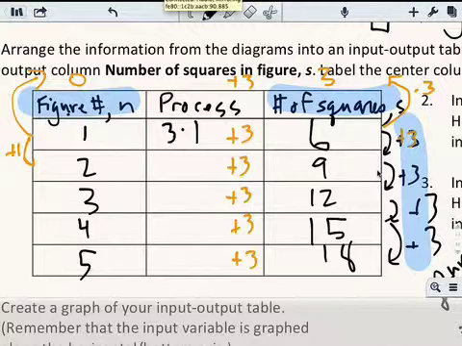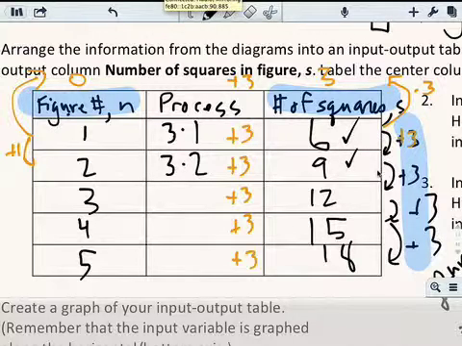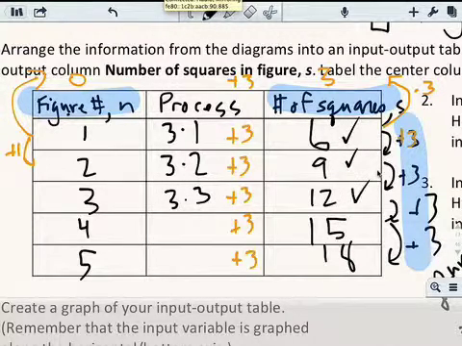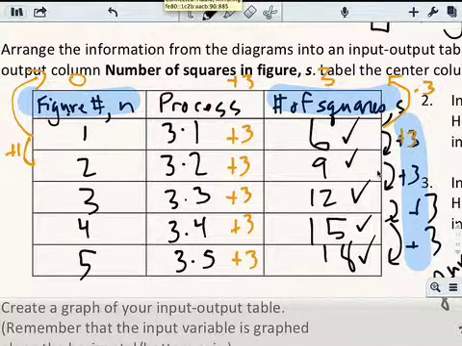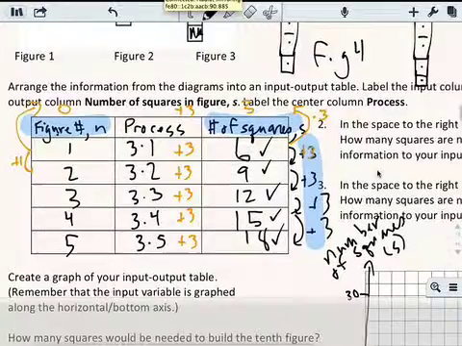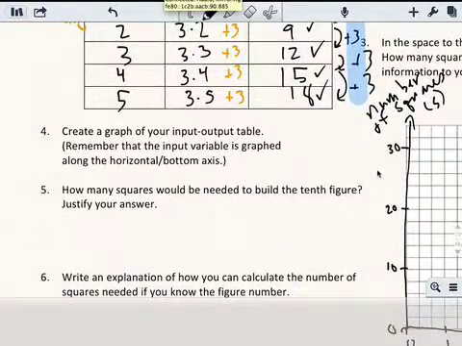I'm just going to check that. 3 times 1 plus 3 is indeed 6. 3 times 2 plus 3 is indeed 9. 3 times 3 plus 3 is 12. 3 times 4 plus 3 is 15. 3 times 5 plus 3 is 18. So that looks really good. And so I know that it seems like I multiply by 3 and then add 3. And so I'm going to use that process here.